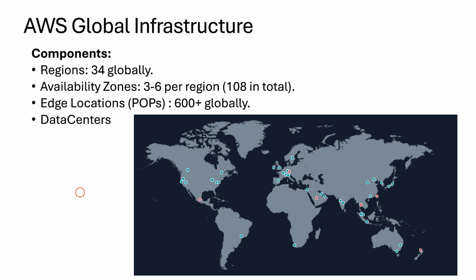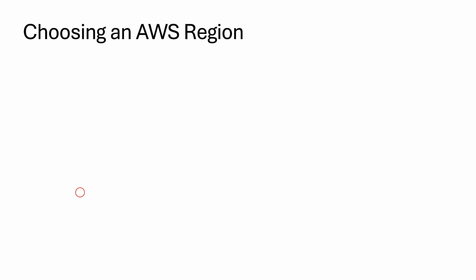Now, moving on to the next slide, choosing an AWS region. So you may wonder, okay, you know about regions, availability zones, edge locations, and data centers, right? And you know a region contains availability zones, and an availability zone contains data centers. So ideally, it's a data center, right? But you may wonder how to choose a region, right?